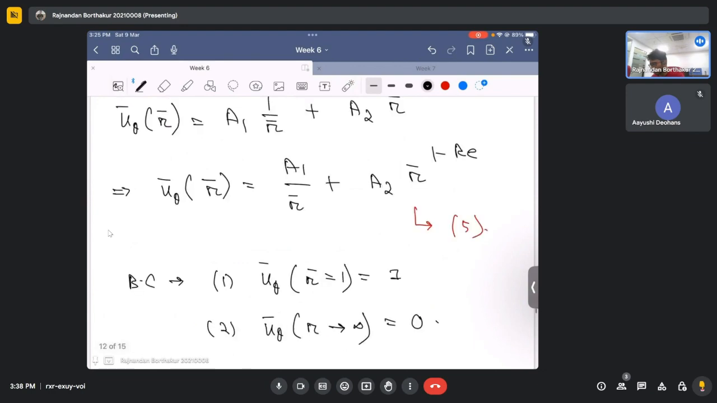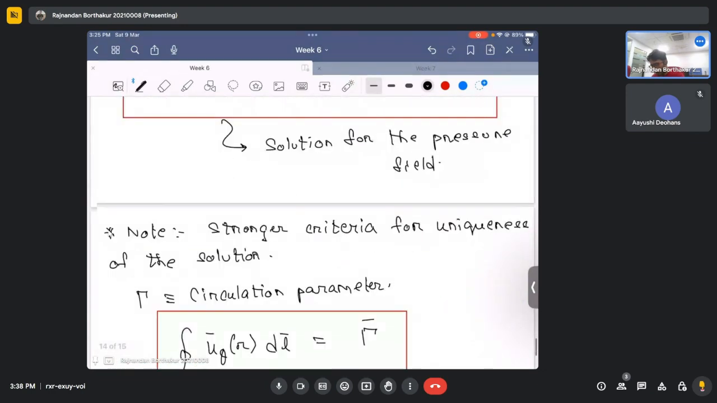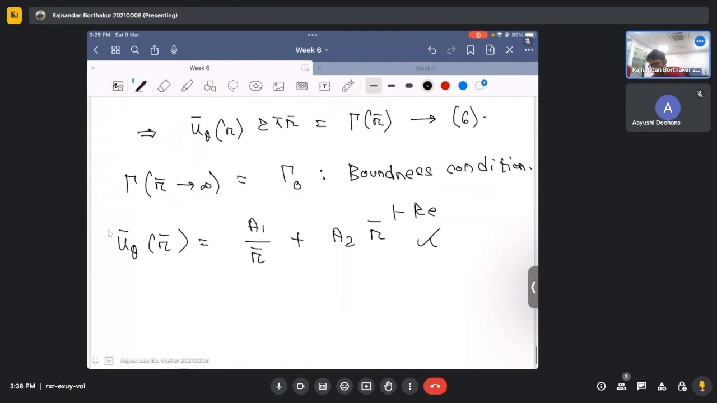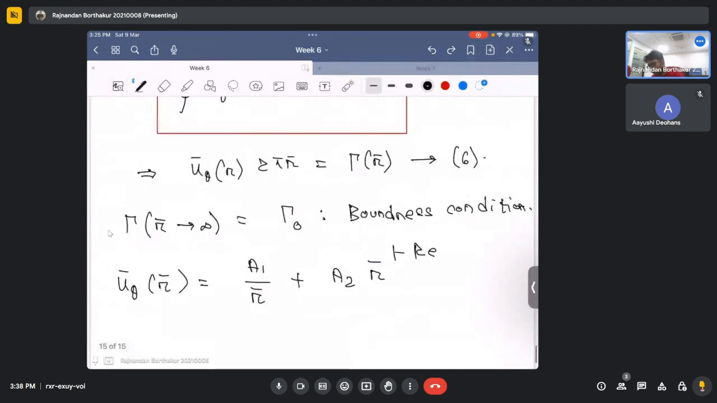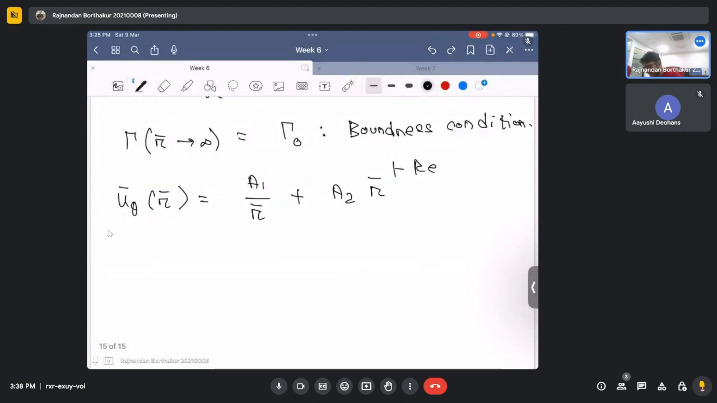So if u theta is basically this, and then we use this definition of circulation, and use the fact that circulation is related to u theta as something like this, then what do we get? Let's see what we get.